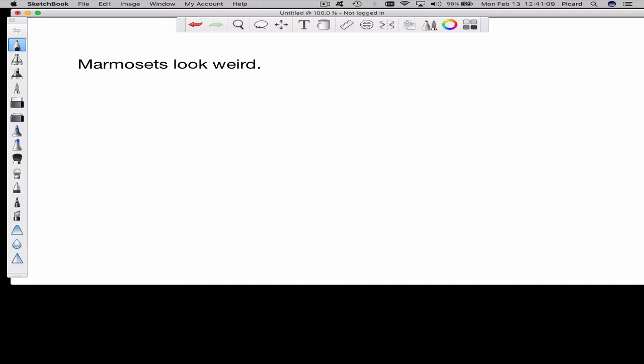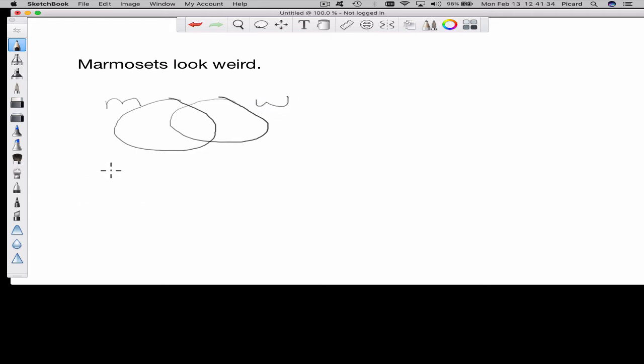Not today. Let's pretend for a moment that we have a statement that looks like this. Marmosets look weird. This is telling me that all marmosets look weird, and so that would make it an A statement. So I would draw a circle, and I would draw another circle, and this would be my marmosets, and this would be my weird looking things.